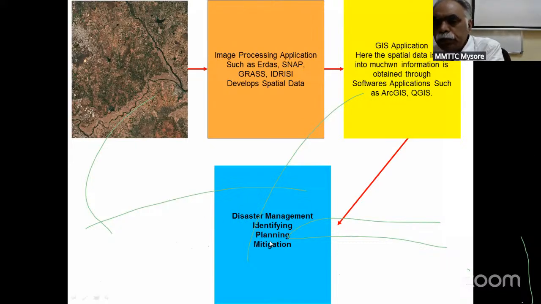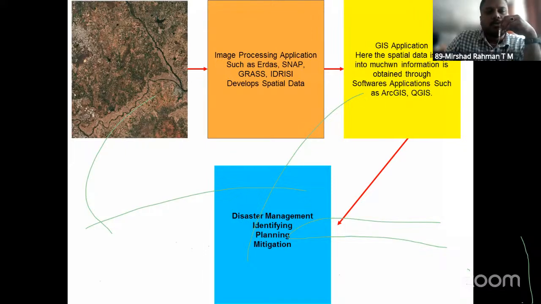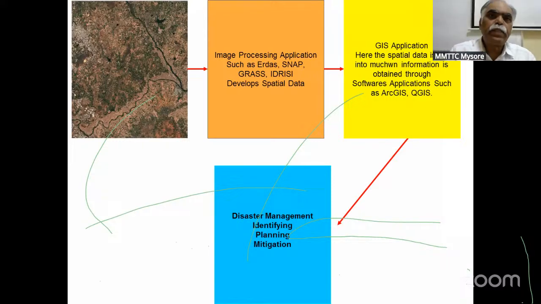What is mitigation? Measures taken to reduce the impact. I didn't get you. Can you repeat it again with a little bit louder voice? Measures used to reduce the impact of disaster. Yes, mitigation means to reduce the impact.